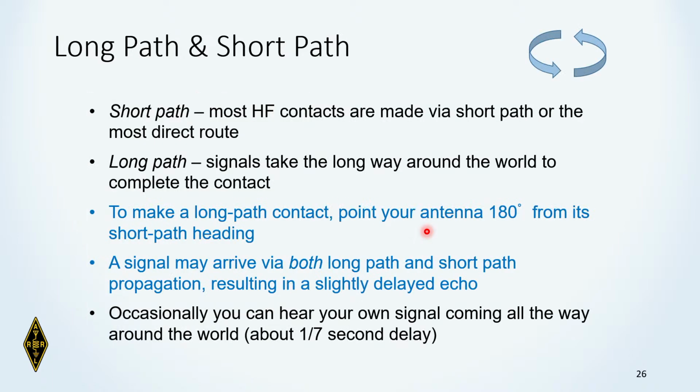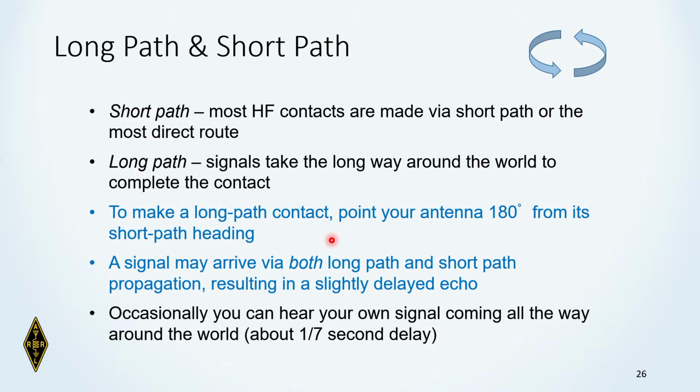A few more notes, long path and short path, and then we'll get into some questions. So most HF contacts are made via short path, which is the most direct route. Long path, we know about that. We know to make a long path contact, you point your antenna 180 degrees from the short path heading. Be a little hard to do with a dipole, unless you were very patient and had a lot of trees, but beams.